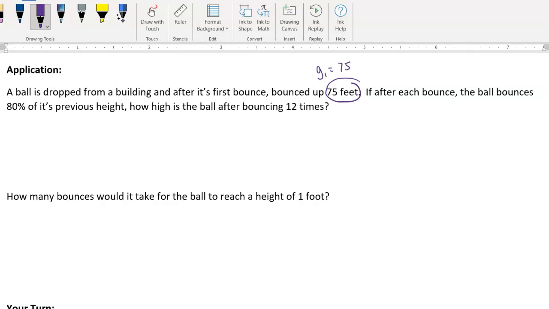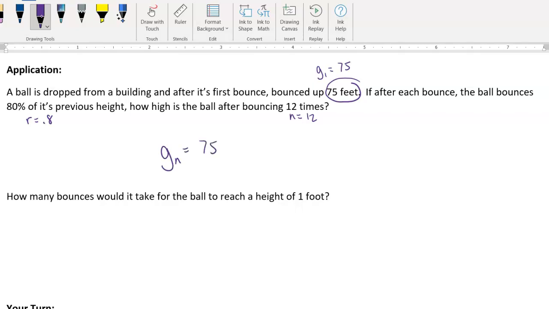If after each bounce, the ball bounces 80% of its previous height, that means we would change that 80% to be a decimal, and so our common ratio would be 0.8. So every single time would be 80% of its previous height. So we would just use this information, and this is saying that n would equal 12, because we're trying to figure out how high is the ball after bouncing 12 times.